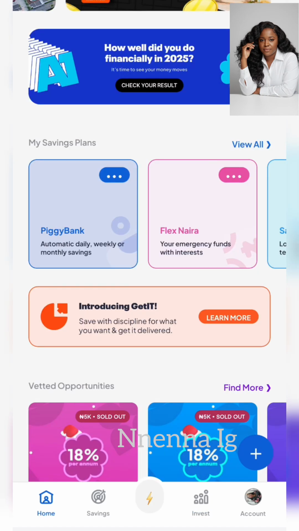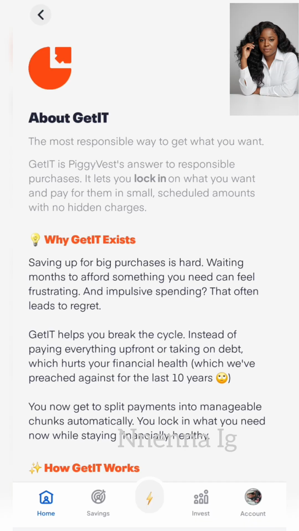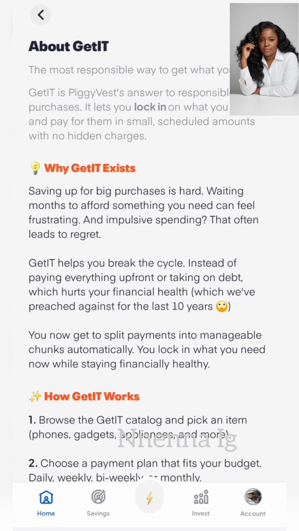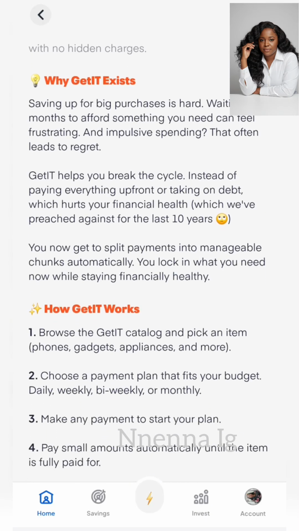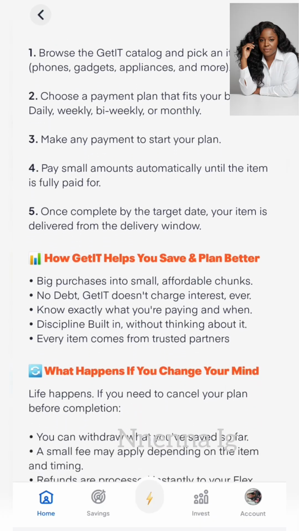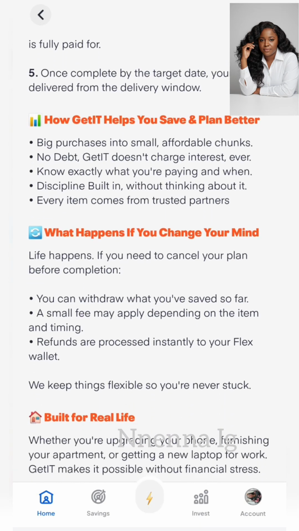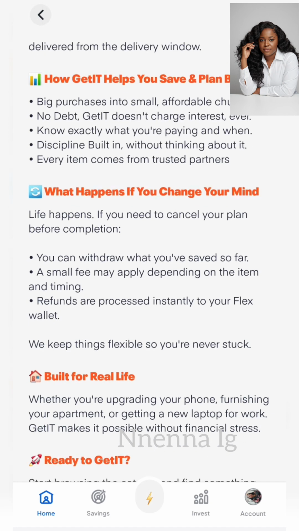There is a new icon called Get It. Get It is more like a place where you save towards a goal. You want to buy something, you don't have the money to buy it yet. They will help you lock it down so that you make payment towards it, and you get your product delivered to you. So that's it for Piggyvest.